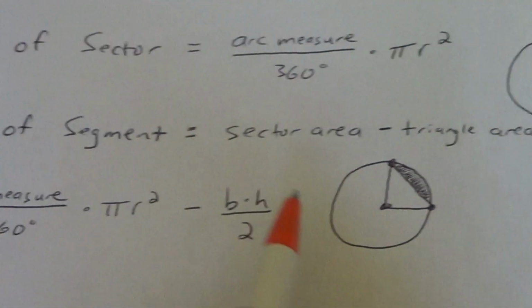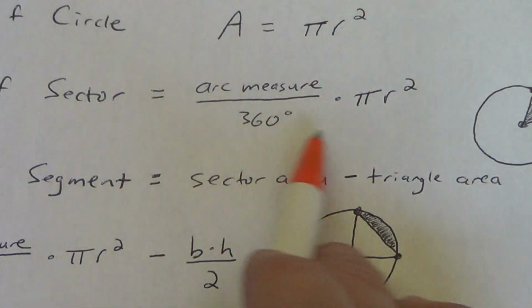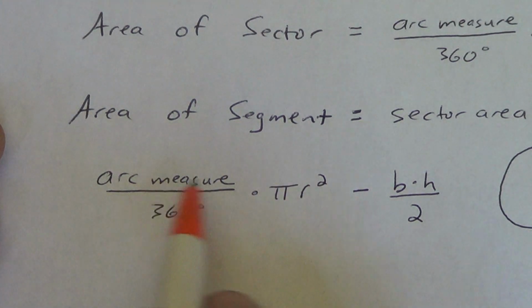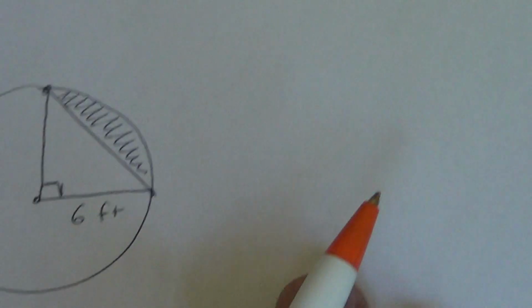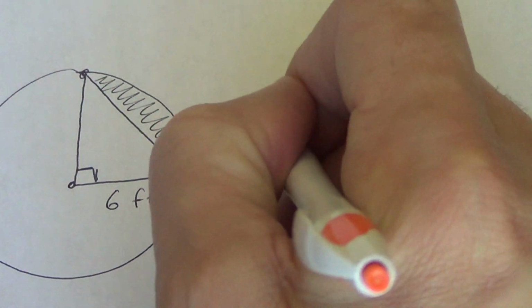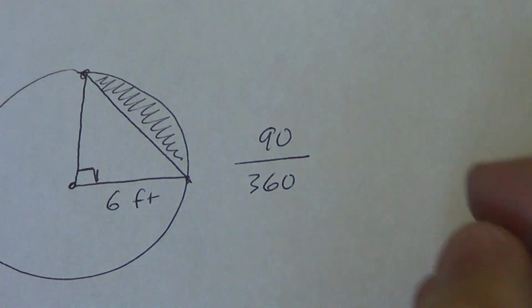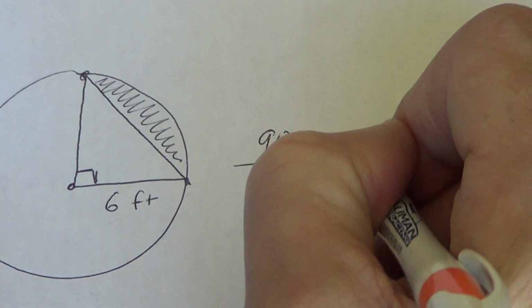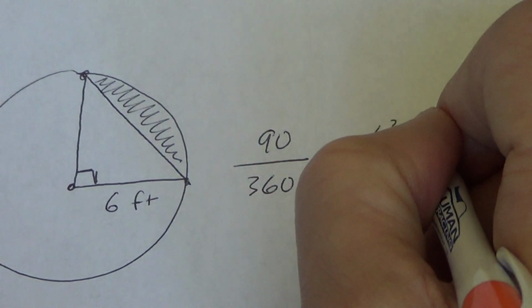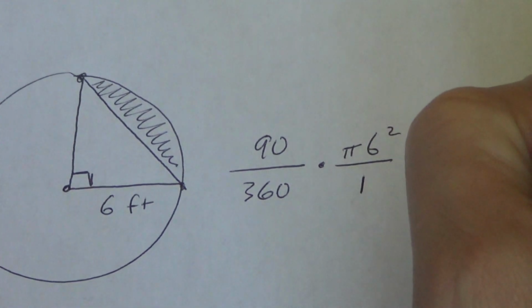Okay, so remember our formula one last time. Look at our formulas. Sector area minus triangle area. Sector area, remember, is this formula. So sector area minus triangle area. Okay, so let's take a look at that. Sector area. Arc measure, 90 over 360. I'm not even going to put degrees. We know they cancel off by now. Times pi 6 squared, which is over 1 to make it easier, minus my triangle area, which is base 6 times height over 2.